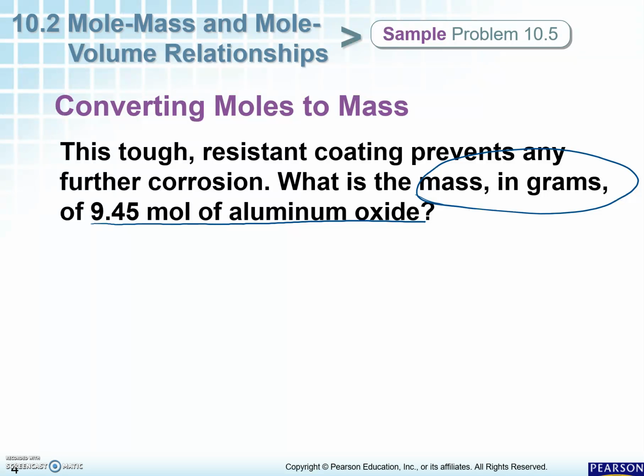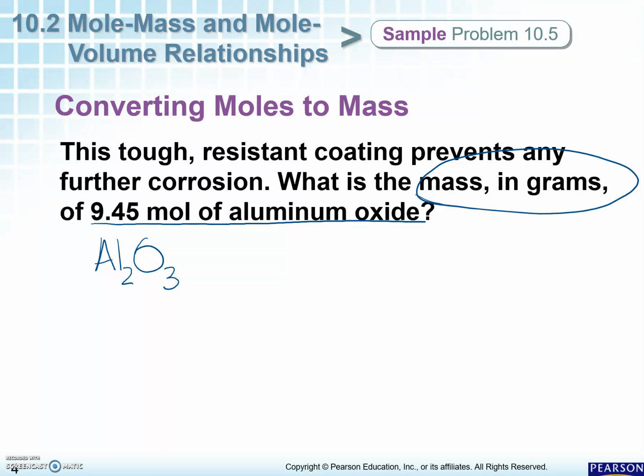So the chemical formula of aluminum oxide is Al2O3, with a 3 subscript next to our O and a 2 subscript next to our aluminum. Now we have to make our chart so that we can figure out the total molar mass of this compound in order to be able to answer this question.